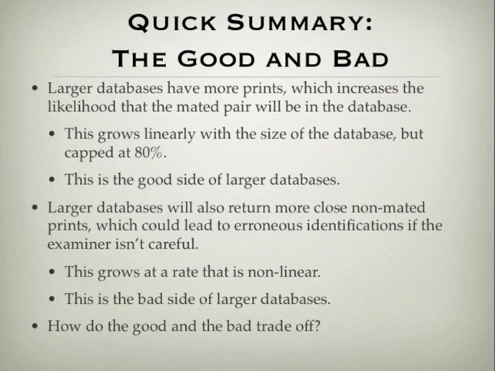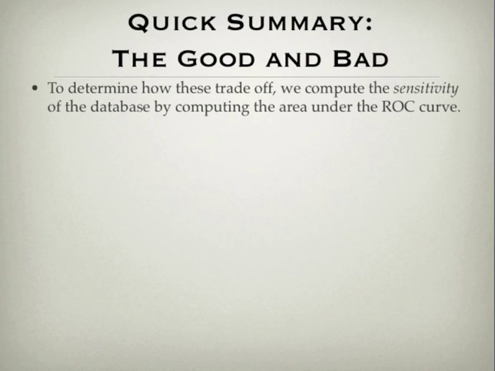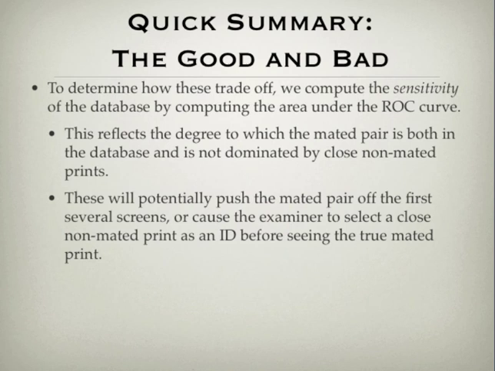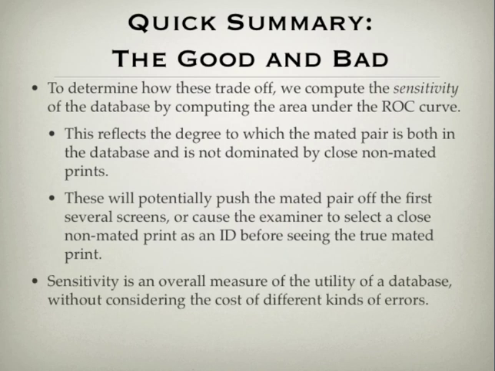So how do these good and the bad trade off as the size of the database increases? Well, to determine how these trade off, we compute the sensitivity of the database by computing the area under the ROC curve, which reflects the degree to which the mated pair is both in the database and is not dominated by close non-mated prints. Because the close non-mated prints will potentially push the mated pair off the first several screens or cause the examiner to select a close non-mated print as an ID before seeing the true mated print. And that could, of course, lead to an innocent person going to jail. So sensitivity is an overall measure of the utility of a database without considering the cost of different kinds of errors.